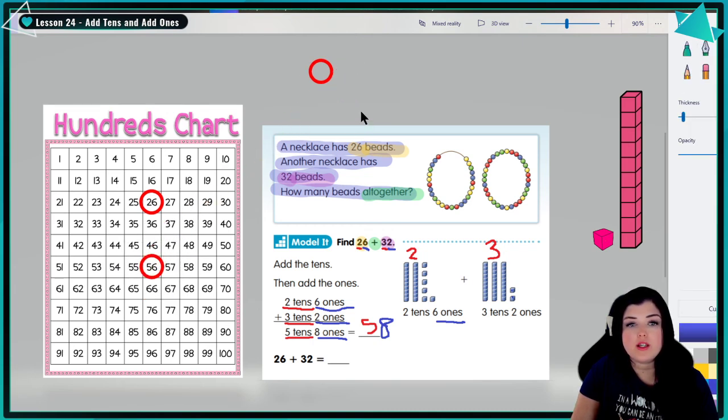But we can't forget our ones in 32. How many ones are in 32? Look at the ones place. How many ones? 2. And then I'm going to count up 2 times. Count on 2 times. Ready? 1, 2. And I landed on 58. And by using my hundreds chart, I know that 26 plus 32 makes 58, which has 5 groups of 10 and 8 ones.